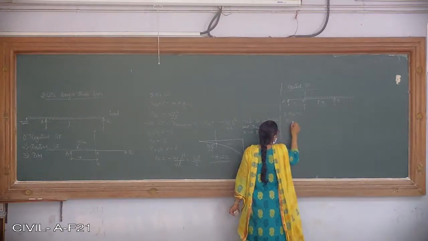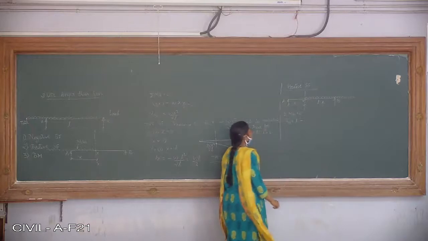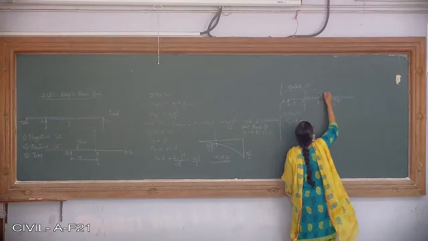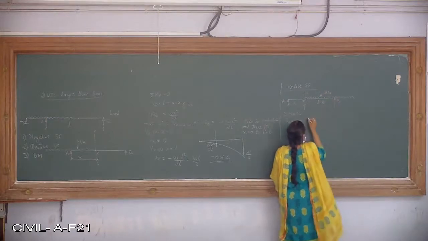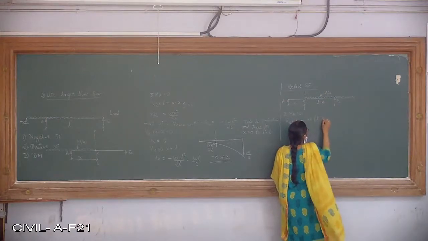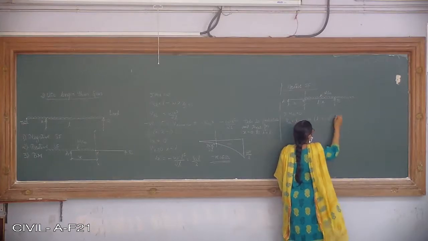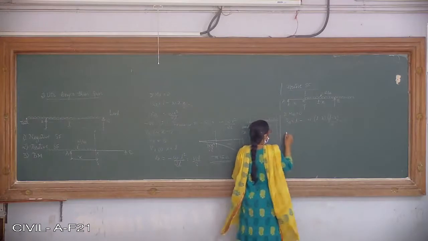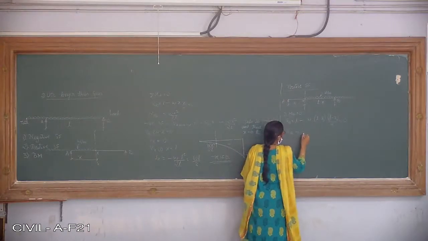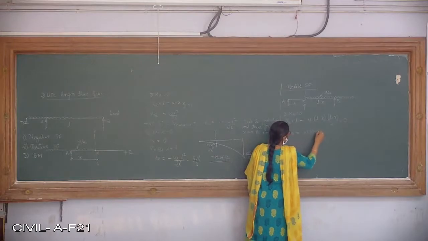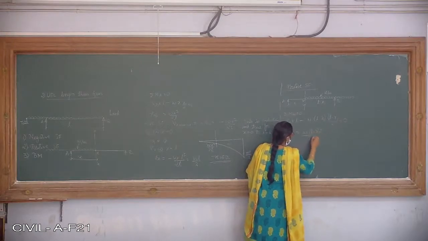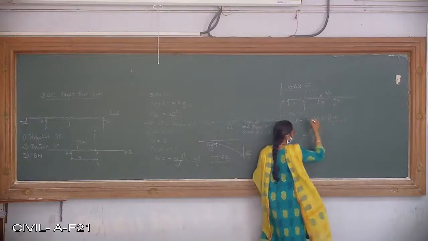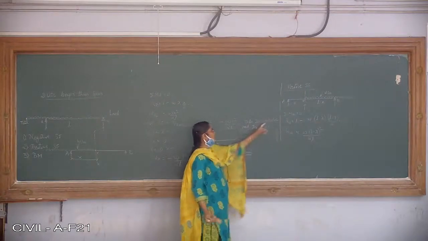Ra into L minus, what is that now? W, this is the load intensity, W per meter. So W into L minus x, by 2 is equal to 0. I will have Ra is equal to W into L minus x whole square by 2L. Again, you can see that there is a squaring term coming here, which means it is a parabolic.